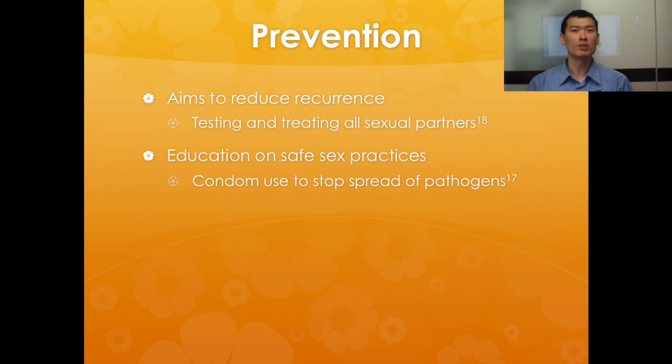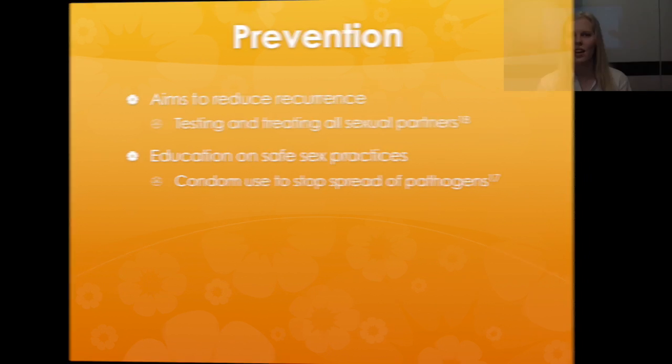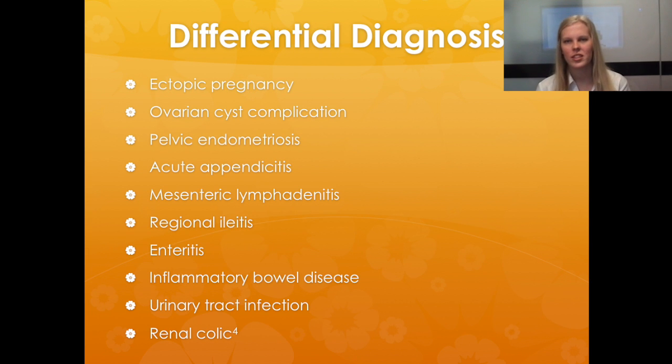Prevention aims at reducing the recurrence by testing and treating all sexual partners the affected patient had in the 6-month period prior to the onset of PID symptoms. Furthermore, education about safe sex practice such as condom use targets the spread of pathogens that may lead to pelvic inflammatory disease. Some symptoms of pelvic inflammatory disease are very similar to those of other conditions, and it is important that these conditions are considered in the diagnostic process.